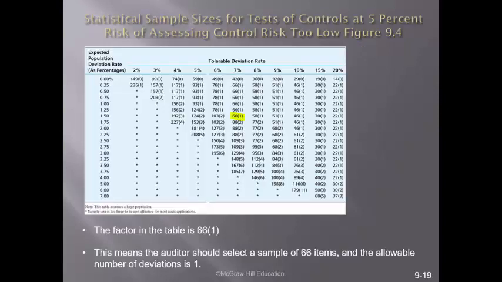To enable auditors to use attribute sampling without resorting to complex mathematical formulas, tables have been developed, such as the one in this slide. This table is for statistical sample sizes for tests of controls at 5% risk of assessing control risk too low. The auditor would then find the expected population deviation rate of 1.5% in the left column and the tolerable deviation rate of 7% across the top, and where the horizontal and vertical columns intersect at 66, with the 1 in parentheses, would show the sample size of 66 with no more than one deviation in the sample.